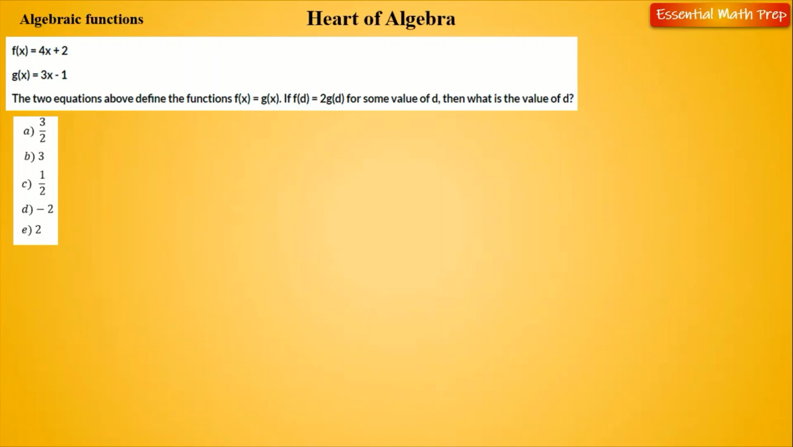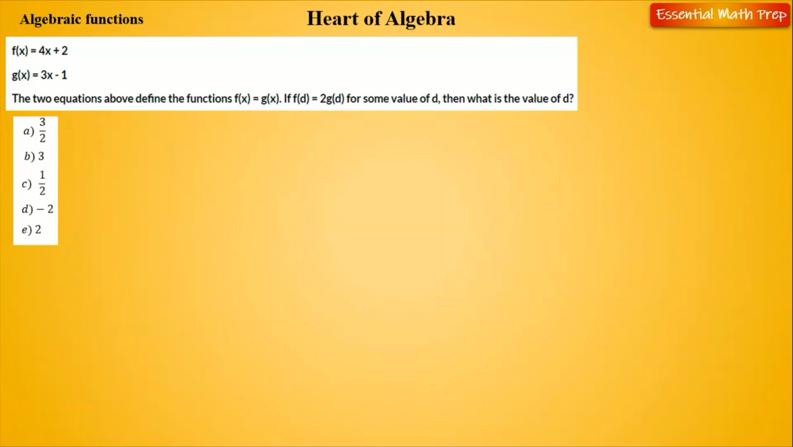So the first problem is, if f of x equals 4x plus 2, g of x equals 3x minus 1, the two equations above define the functions f of x and g of x. If f of d equals 2 times g of d, what is the value of d?